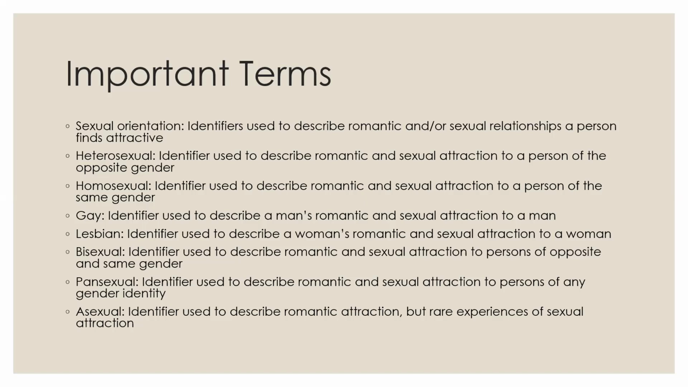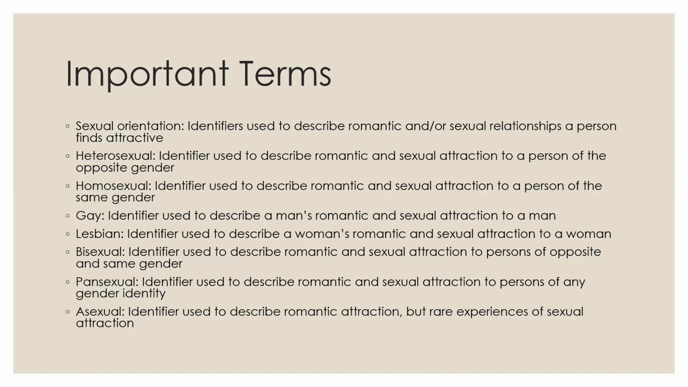So the first one is sexual orientation. This is really in reference to an identifier that a person uses to describe their romantic and or their sexual relationships, feelings towards a specific person. Now, with sexual orientation, there are a wide array that have been classified.